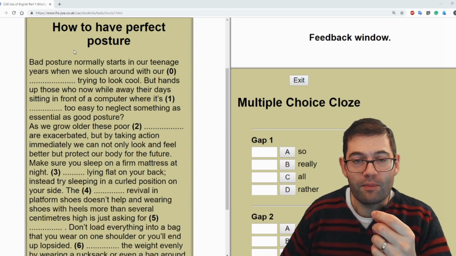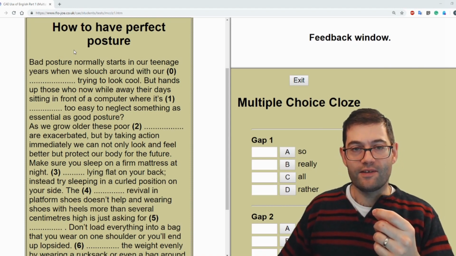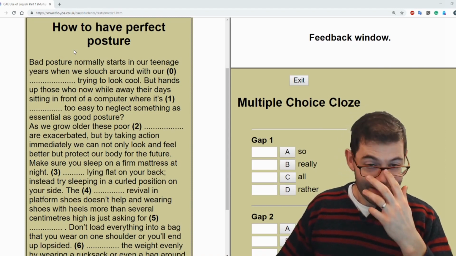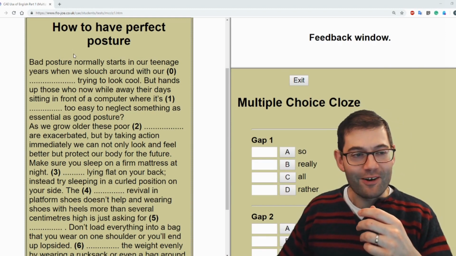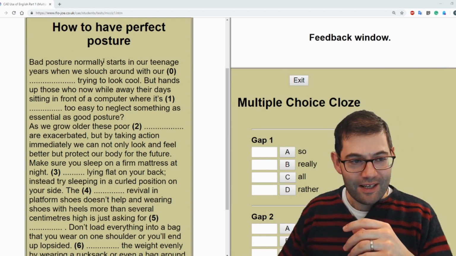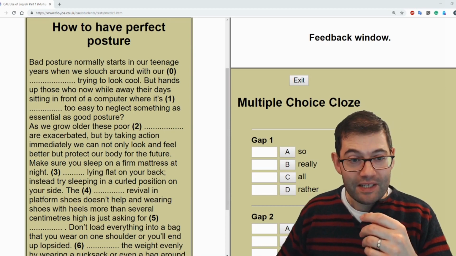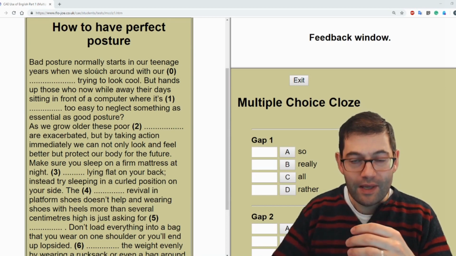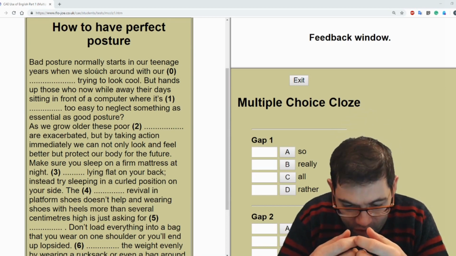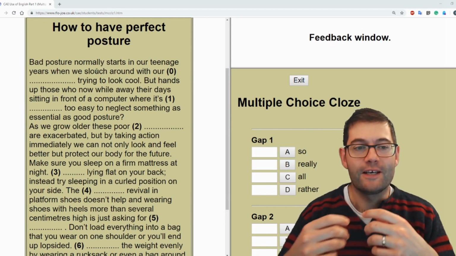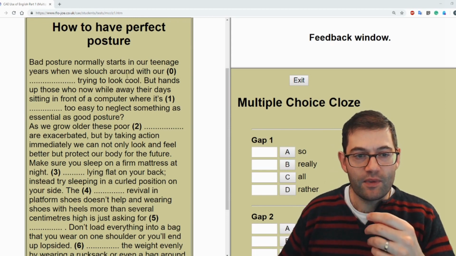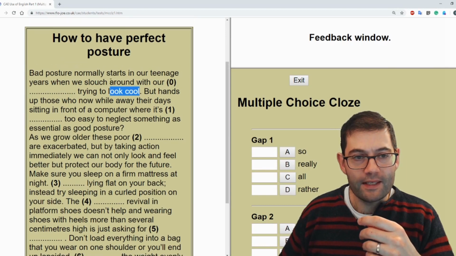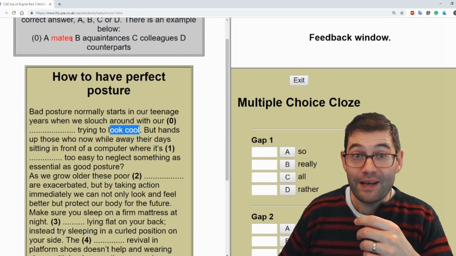The text is about the perfect posture, of which I don't have, so let me straighten myself up and see how long I can hold this. Bad posture normally starts in our teenage years when we slouch around. Slouching means to sit like I do with your shoulders rolled forwards. Slouch around with our something trying to look cool. Now, it says here the answer is mates.